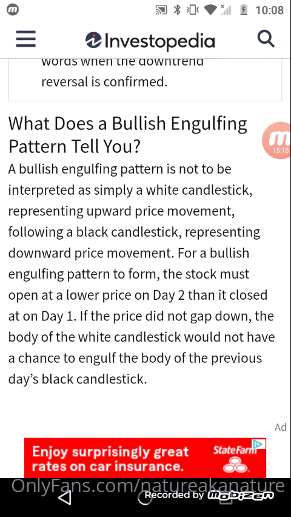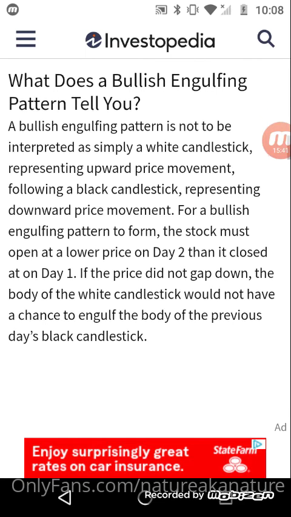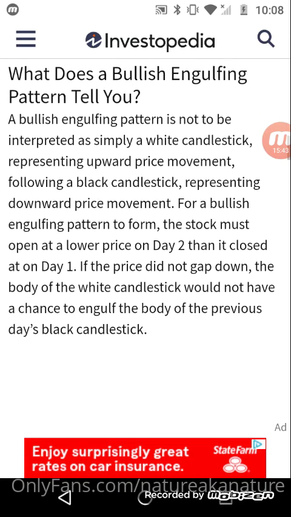For a bullish engulfing pattern to form, the stock must open at a lower price on day two than it closed on day one. If price did not gap down, then the body of the white candlestick would not have a chance to engulf the previous day's black candlestick. So we have to wait to see if it's going to actually engulf the first candlestick of the previous day, which would be the red or black candlestick.